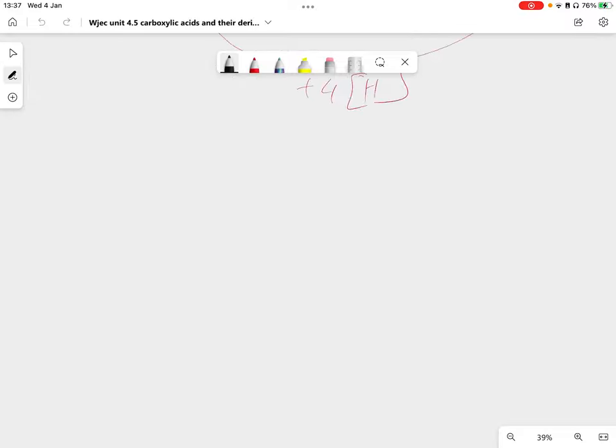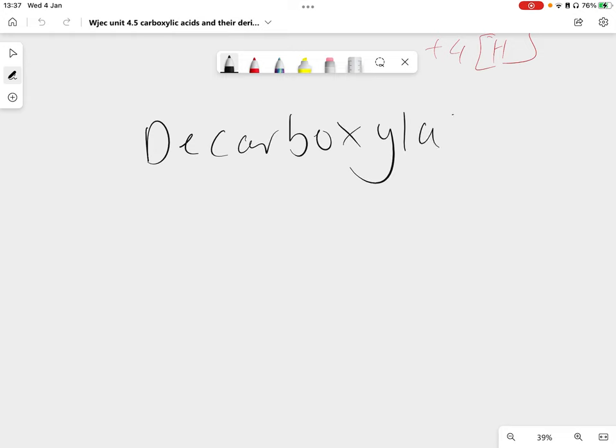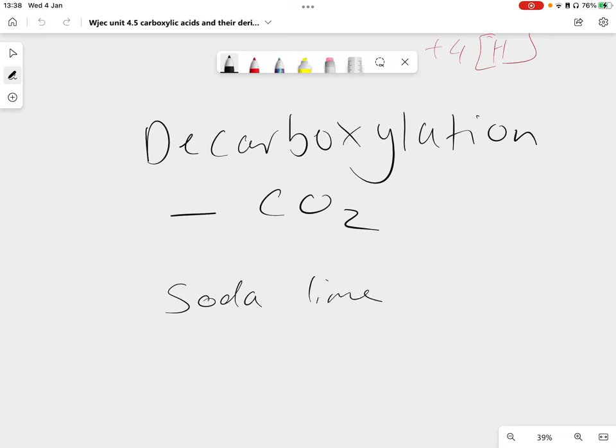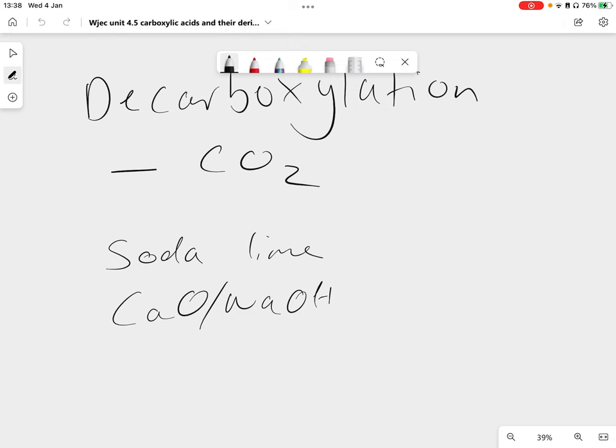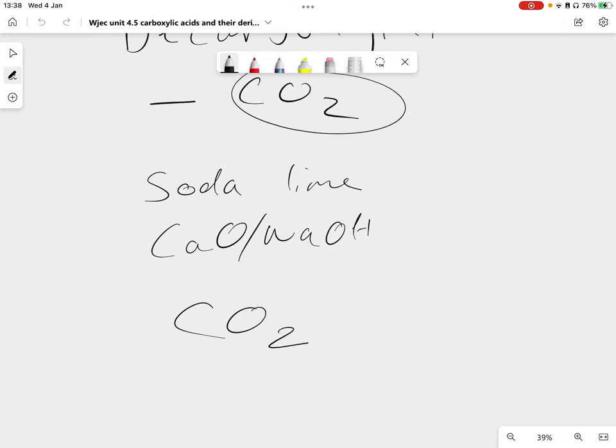Okay, so now we're going to go on to decarboxylation of a carboxylic acid. Now this is the removal of one carbon in its chain. It's the removal of CO2. Now this works as we'll see. So our reagent is soda lime, which is calcium oxide and sodium hydroxide. Now, as you may or may not know, carbon dioxide is actually an acidic gas. So if you mix acid with alkali, you get salt and water. Classic reaction. So that's how it will work.